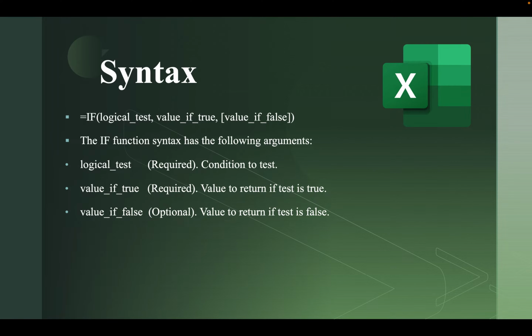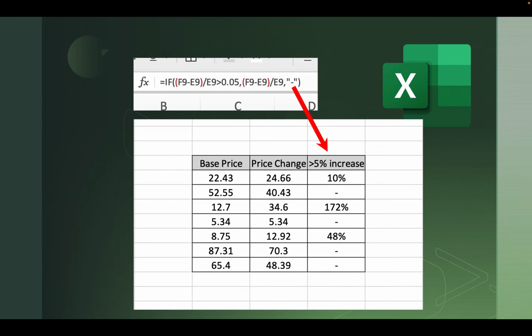Next, you have the value if false. This is actually optional. This is the value to return if the test is false. So if the condition is not true, meaning if the price change was equal to 5% or less, I didn't want it to print. I wanted to have a dash show up.